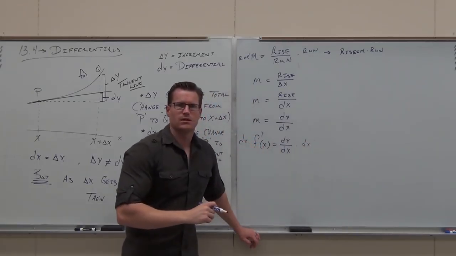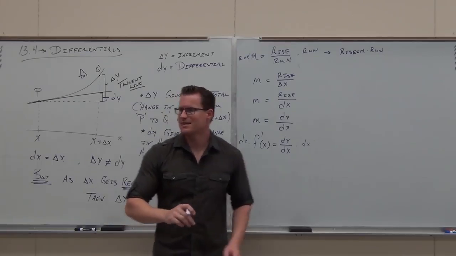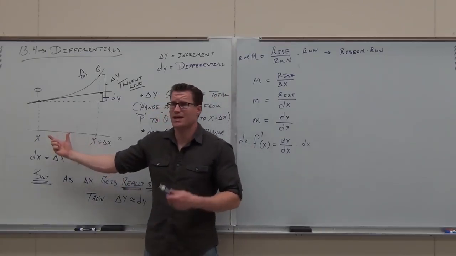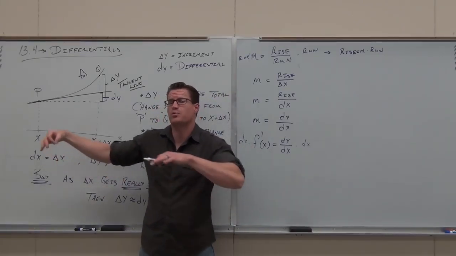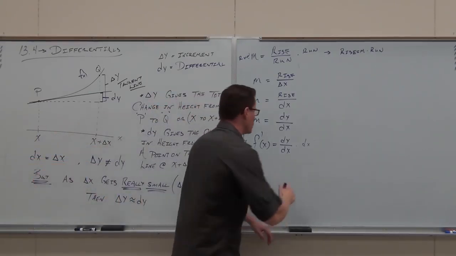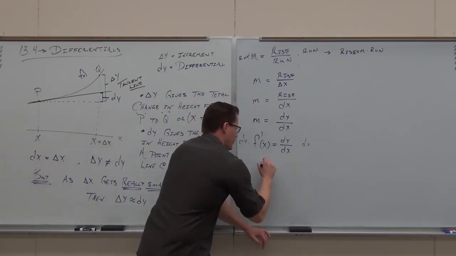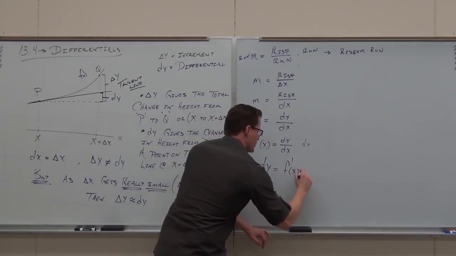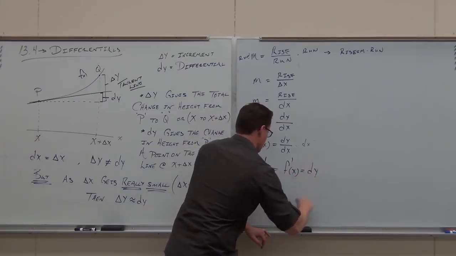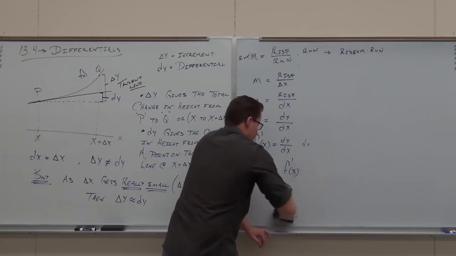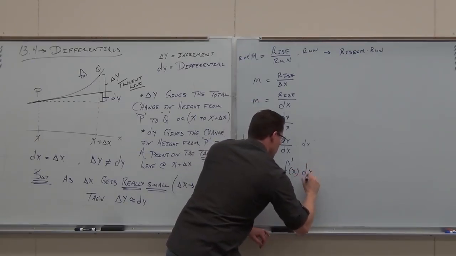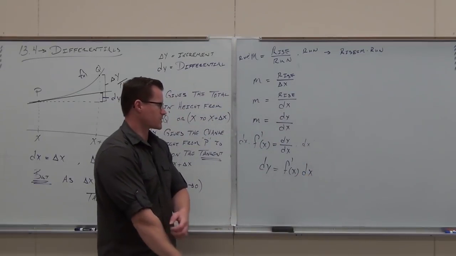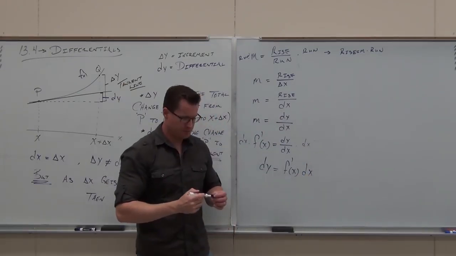Can I do it? Yes, because dx is literally just this change. It's a number, and it's not zero. It's approaching zero, but it's not zero. And what we end up getting is dy equals the first derivative of x dx.